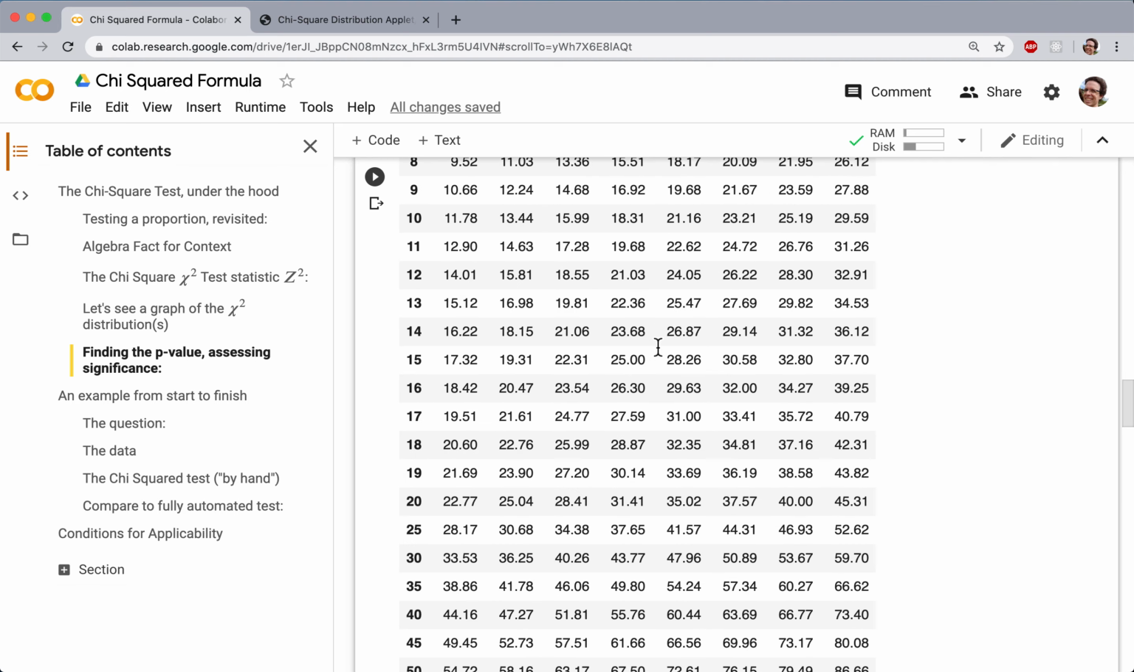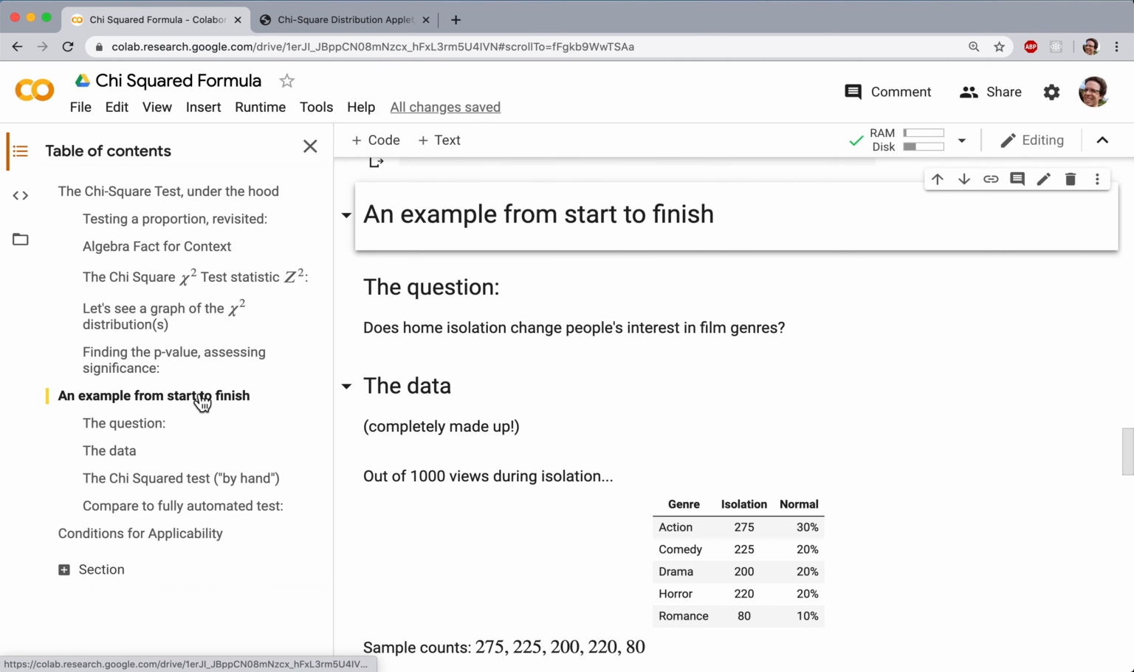Let's make it practical with a simple example. Our example is going to be, because I'm thinking about home isolation these days: does home isolation change people's interest in film genres? Now, I wish I had time to watch movies.